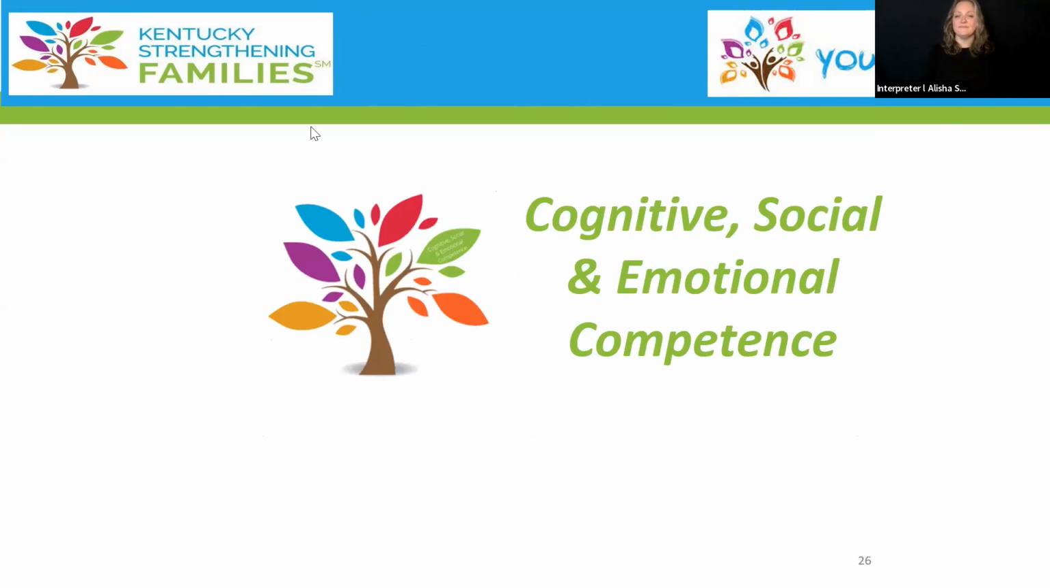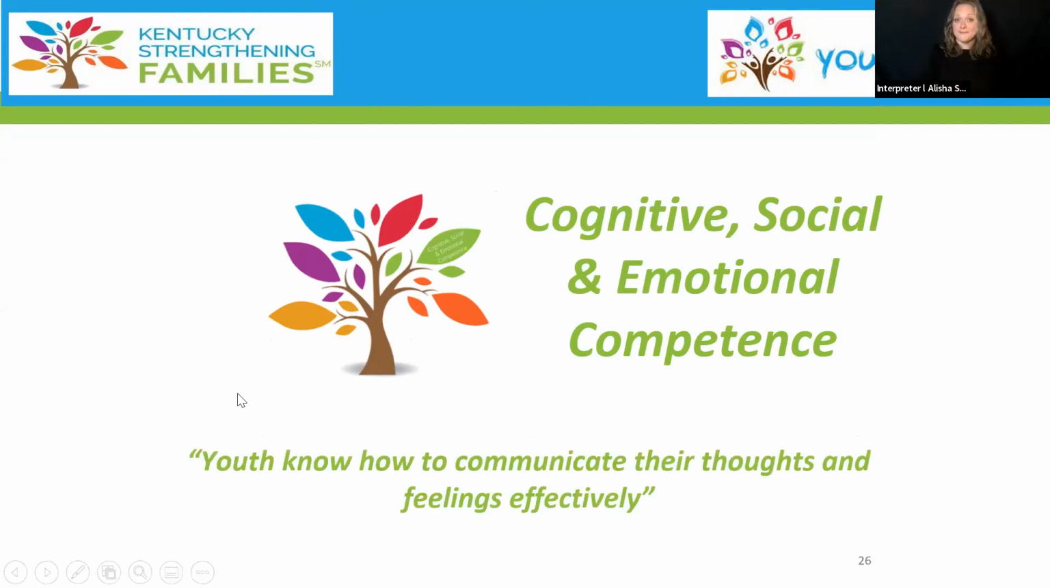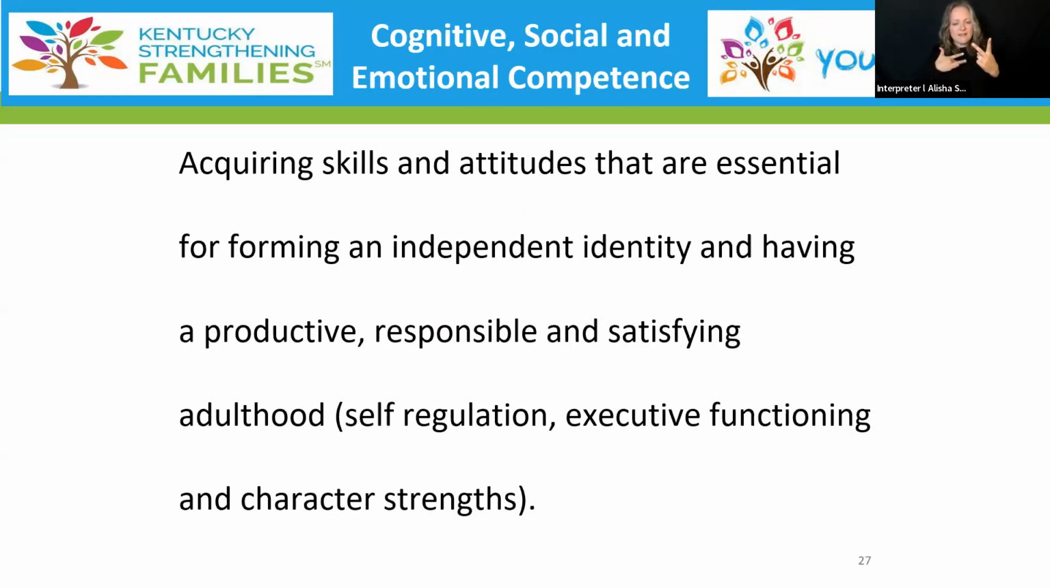All right, so the next protective factor is cognitive, social, and emotional competency. So youth know how to communicate their thoughts and feelings effectively. So let's explore what cognitive, social, and emotional competency looks like for families and for youth. It's acquiring skills and attitudes that are essential for forming an independent identity and having a productive, responsible, and satisfying adulthood. So examples here would be self-regulation, executive functioning, and character strengths.